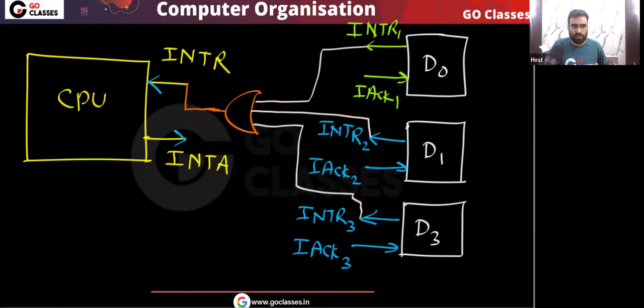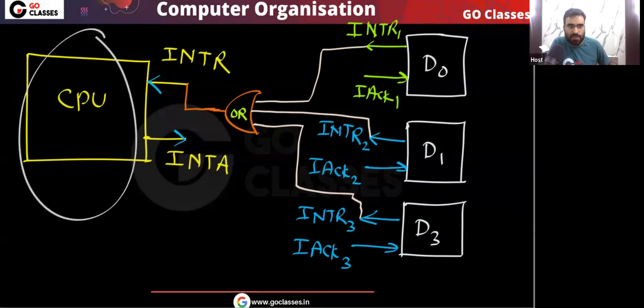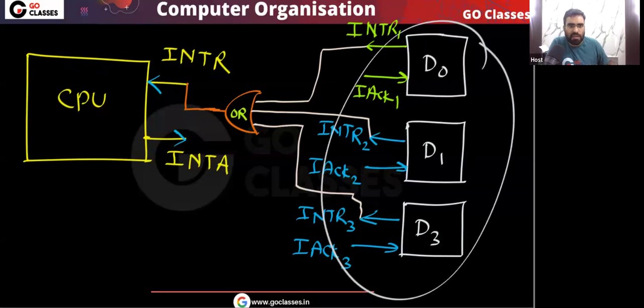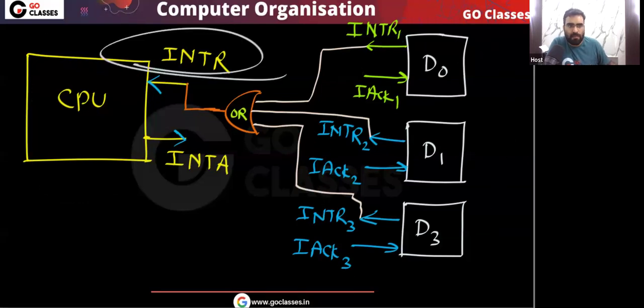Now you notice what will happen. This is your OR gate, a big OR gate. All these interrupt request pins, INTR1, INTR2, INTR3, we connect to the OR gate, and that is connected to the INTR pin of the CPU. Now, let's assume this interrupt request and this interrupt request are one. Then if any of them is one, the CPU will get the interrupt request. Do you agree?